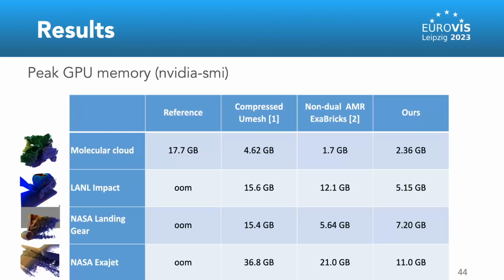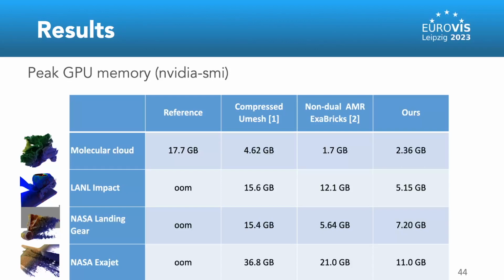And this is pretty much what software like, for example, VisIt or ParaView would do when they render on the dual mesh. Then we used another reference paper by Wald and colleagues, who compress the unstructured mesh data severely, reference number 1 here. And then we use a non-dual mesh AMR renderer, the Hexabricks software, also by Wald and colleagues. And then we measured memory consumption using NVIDIA SMI.